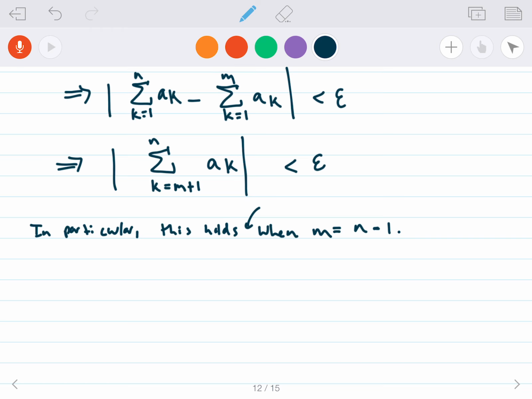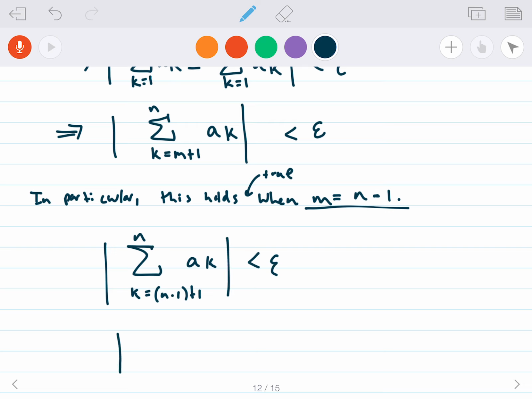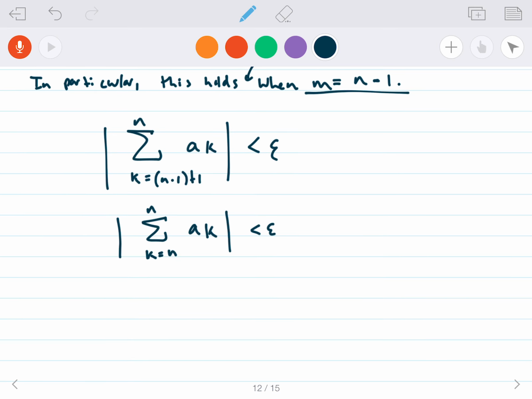Maybe I should put this holds true. Okay, and so, just carrying down our work from here, if I replace m with n minus 1, this becomes the sum from k equals n minus 1 plus 1 to n of a sub k. And so doing the algebra here, this just gives us the sum from k equals n to n of a sub k. And so we only have one term to add in our series. We're going from n to n.